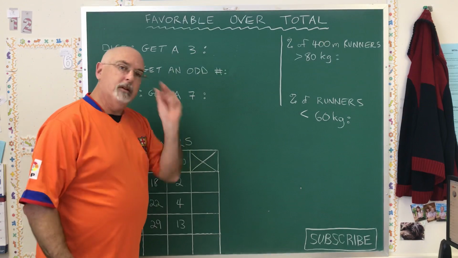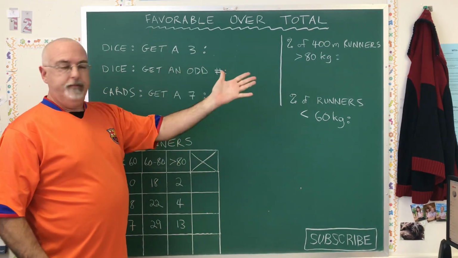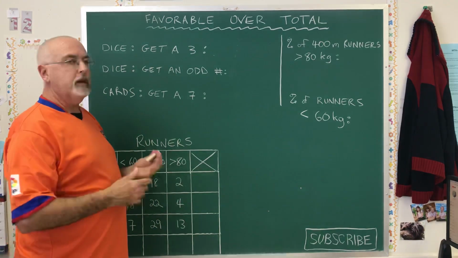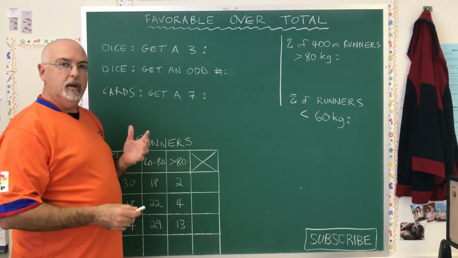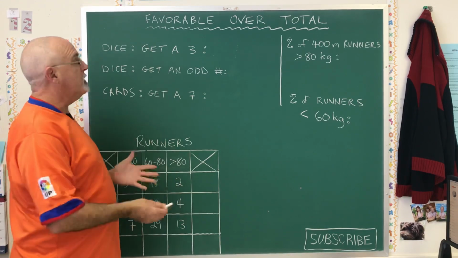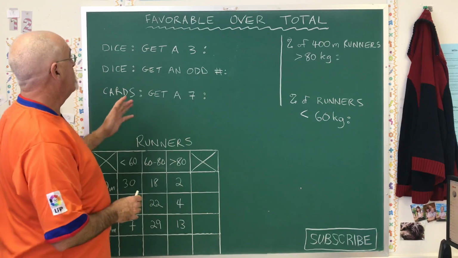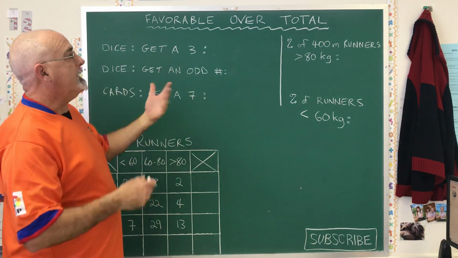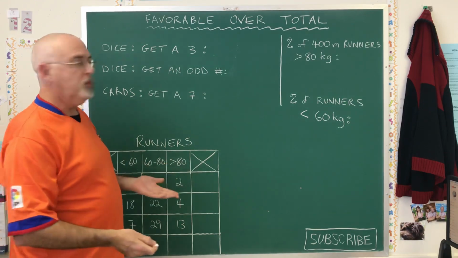In today's Daily Dose of Math, we're looking at favorable over total, which is a concept that's used when you calculate probabilities. It's a basic concept, but it's so useful in so many different questions that I think it's really important for students to think about. Let's look at a simple probability calculation to see how favorable over total works.